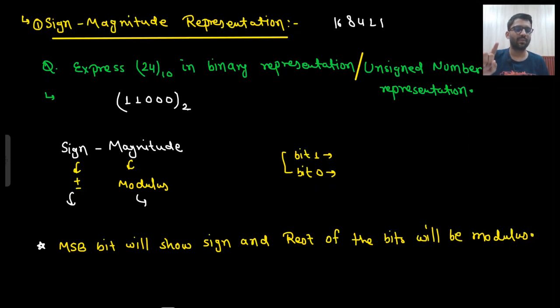So now we are going to study signed magnitude representation. Here the MSB will tell the sign and the rest of the bits will tell the magnitude. If the MSB is 1, that means it shows a negative sign, and if the MSB is 0, it shows a positive sign. So the MSB shows the sign and the rest of the bits are the modulus.